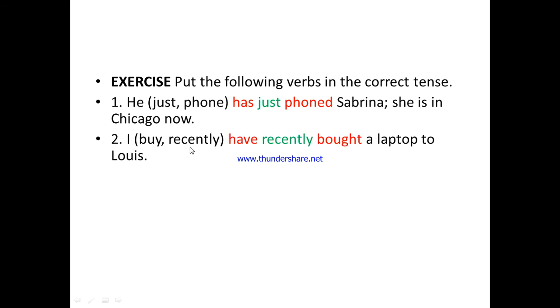Here we have the expression "recently". So when we see this expression, we use the present perfect. I have recently bought. We use this expression like "just", between have or has and the past participle. So the past participle of the verb buy is bought. So I have recently bought a laptop to Louis. If I see this expression, then without thinking I use the present perfect, have or has plus past participle. Next example.